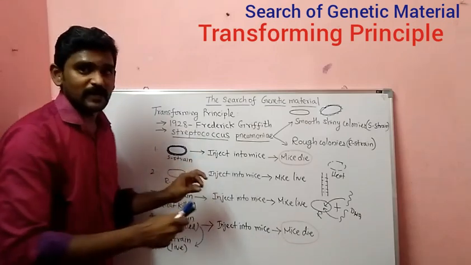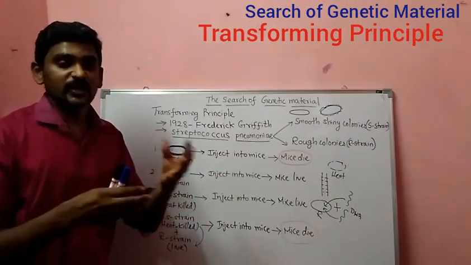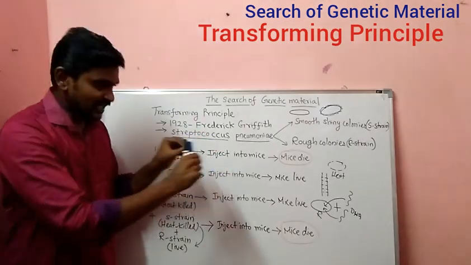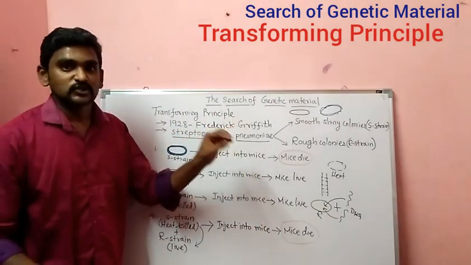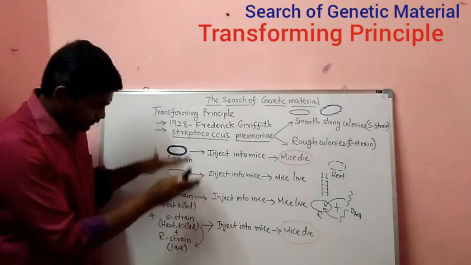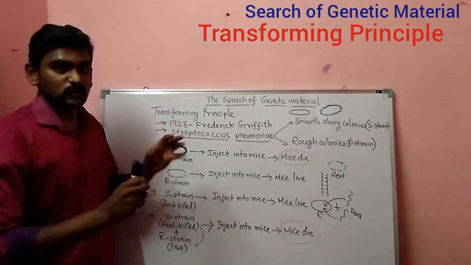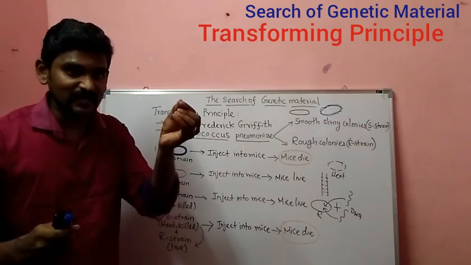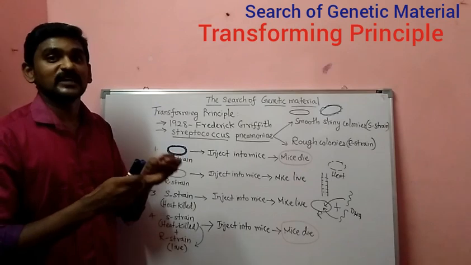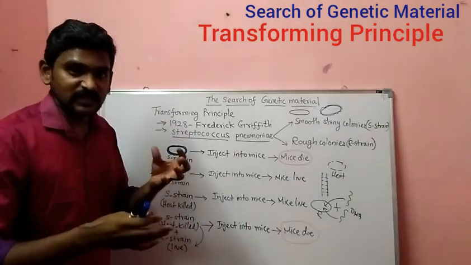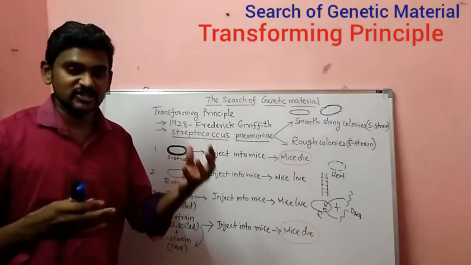So from this experiment, he didn't give the proof. The biochemical proof has not been given with this experiment. With the experiments, what he said is that some factor is transforming from one strain to another strain. Oh, so that is the transforming principle. So that factor is there. What is that factor? We have to find that with the help of biochemical experiments. Those experiments I will be explaining in the upcoming session.